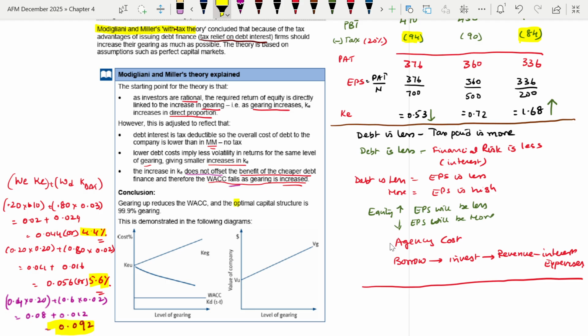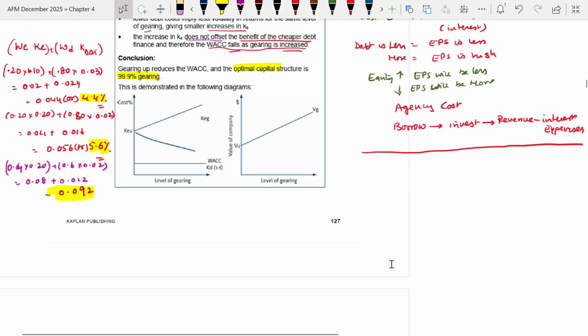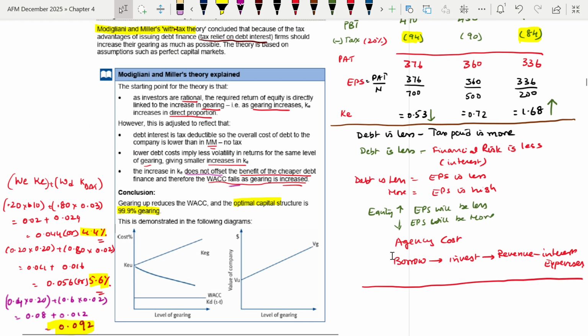The optimal capital structure is 99.9% gearing. Is that what will happen if we are making the things as such? Put it in numbers, then only it makes things very clear. No, it is not there. No problem. We will cover this in practical terms.